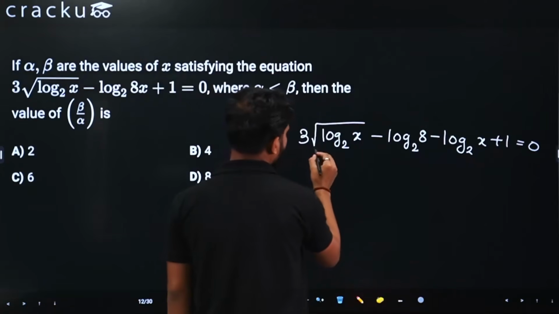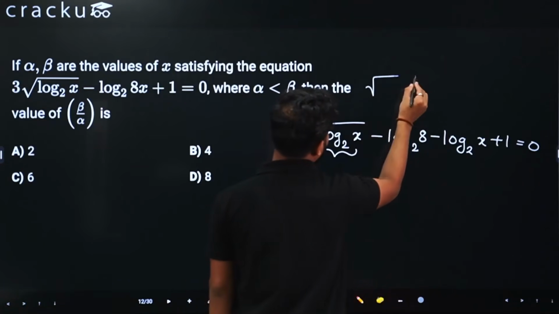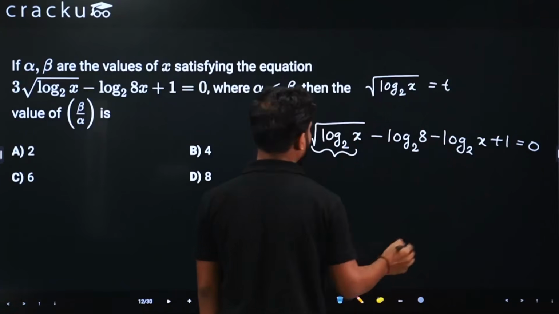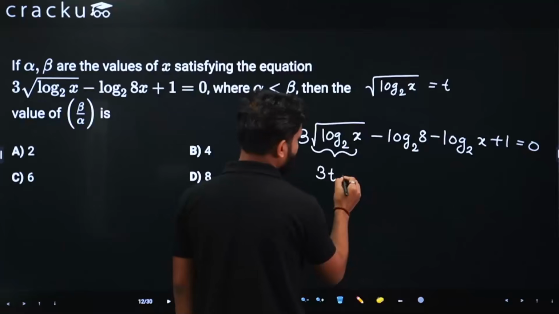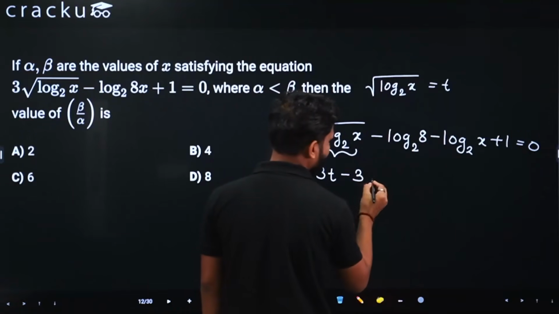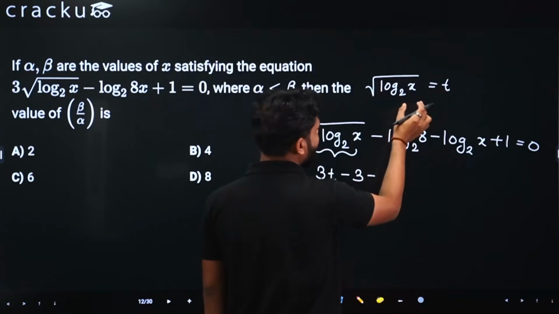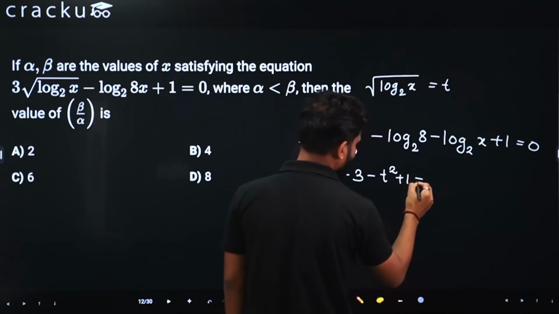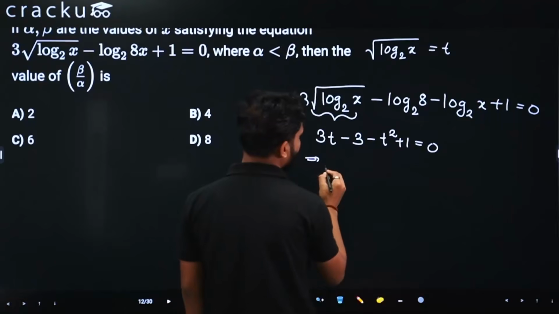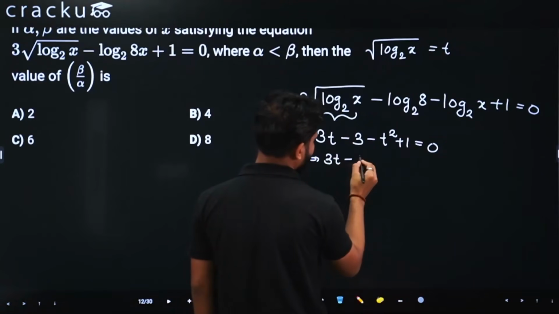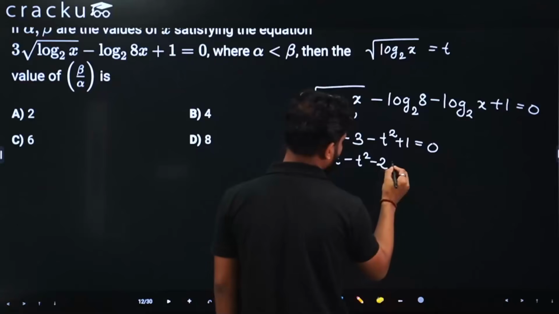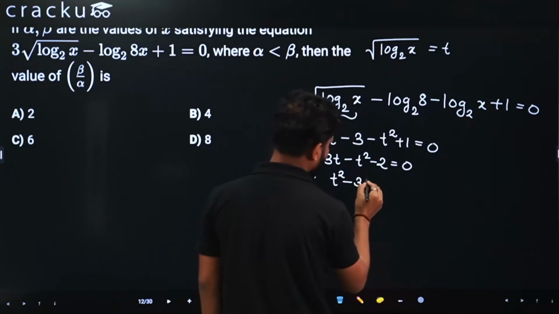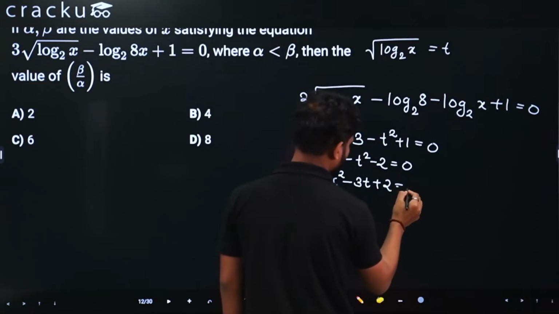Now what you can do? Put this under root log 2x equal to t. So this will be 3t minus, this will be 3 minus, if this is t, log 2x will be t square. So t square plus 1 is equal to 0. From here what you get? You get 3t minus t square minus 2 is equal to 0, or t square minus 3t plus 2 is equal to 0.